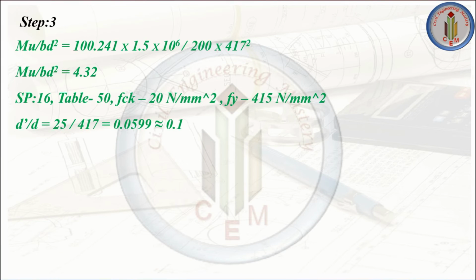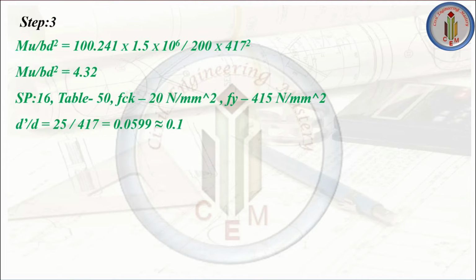Next in step 3 we have to find out the area of steel. So we know the moment, we need to find out the Mu by b d square value. So here is the moment multiplied by factor of safety and then divided by b d square. So we get the value as 4.32. As I told you before, we need to use SP16 code, table number 50, fck 20 Newton per square millimeter, fy 415 Newton per square millimeter. To use that chart, we need to know the value of d dash by d. So here d dash is 25, which is the clear cover, d is the effective depth. So we get 0.0599. So let's take that value as 0.1.